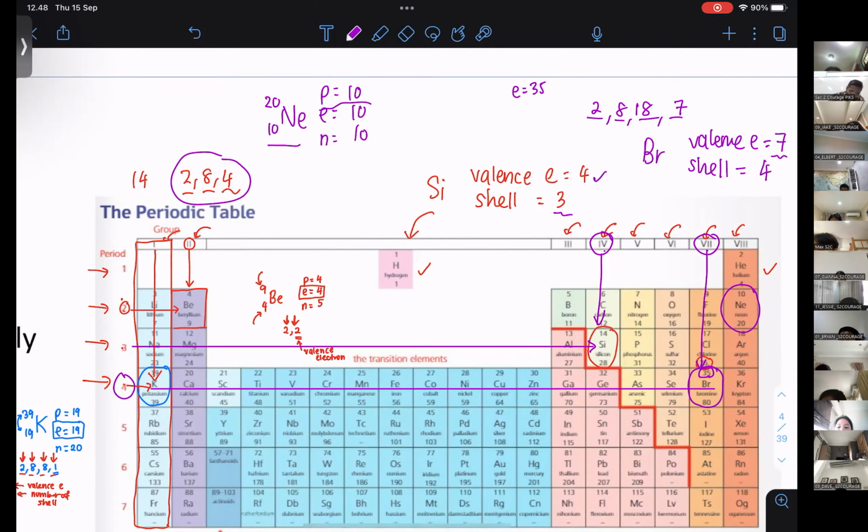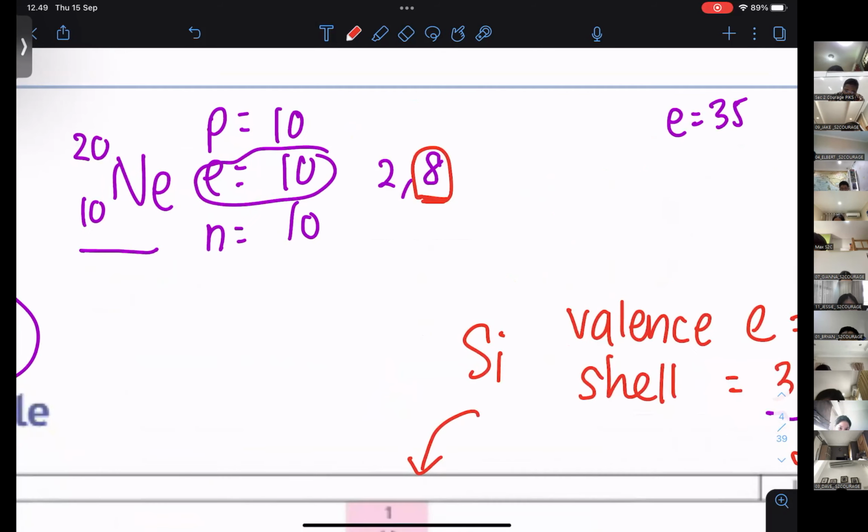So if I want to write the electronic configuration, it's 2, 8. Jesse, can you also tell me what the valence electron is? Hurry up, Jesse. Are you looking over here? I'm already circling here. The valence electron is 8. Yeah, so the valence electron is 8.